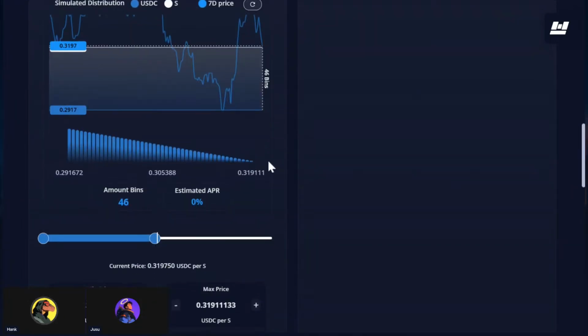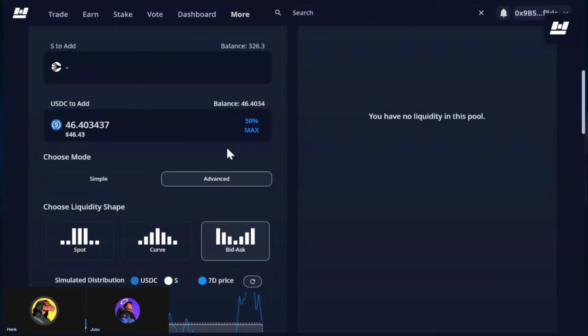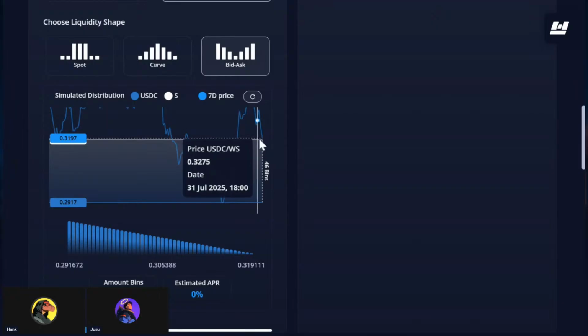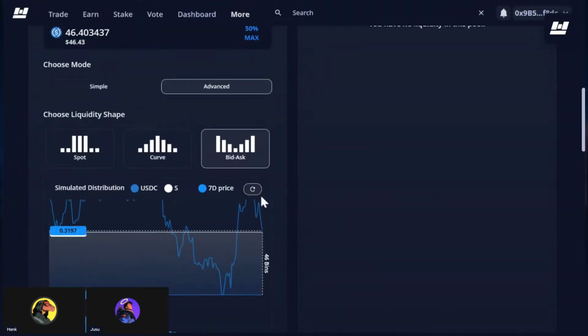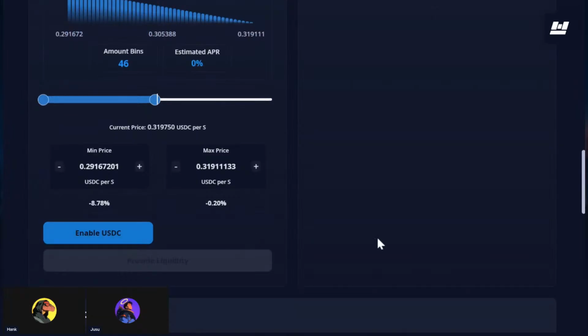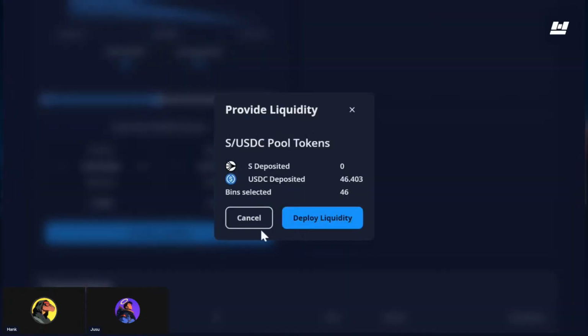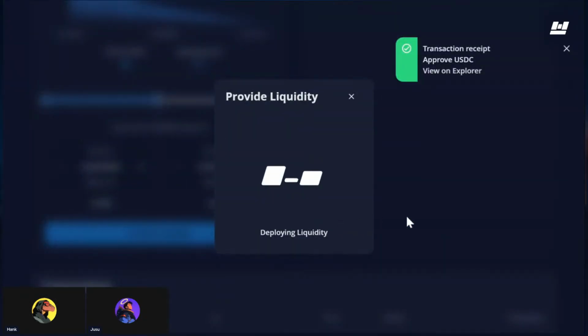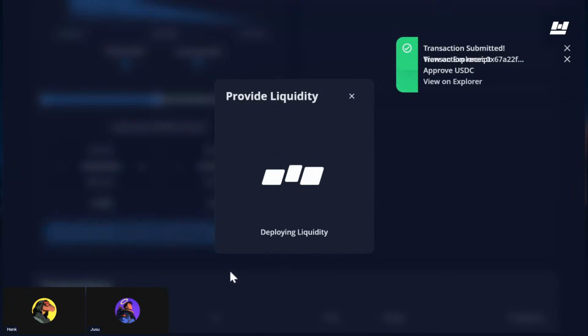What you will see here is estimated APR 0 because I do not allocate into the active bin right now. I only allocate below the price if the price falls. So let's do this. It's a minus 10% from here. And I'm going to enable, I'll provide liquidity. There we go.